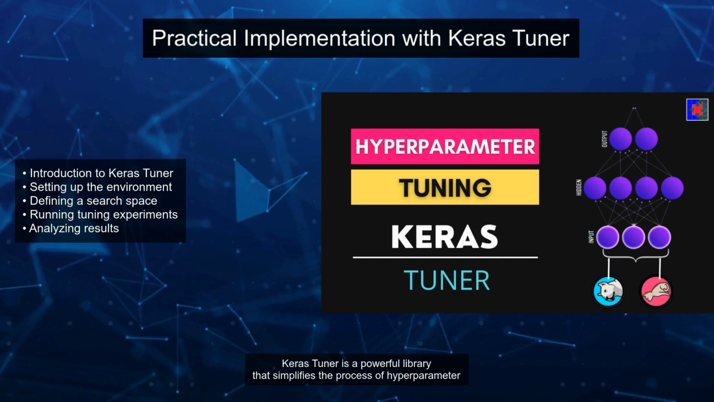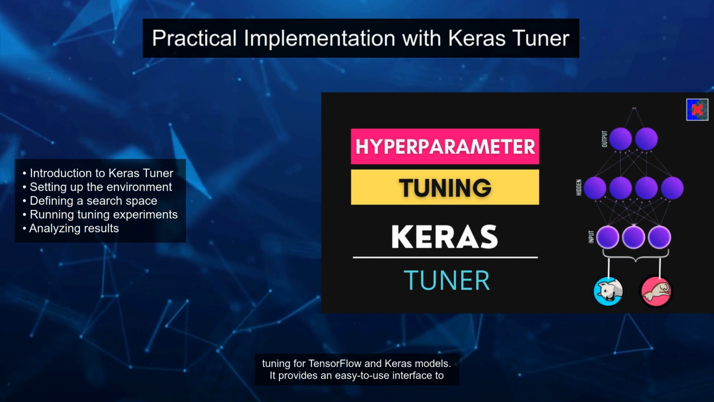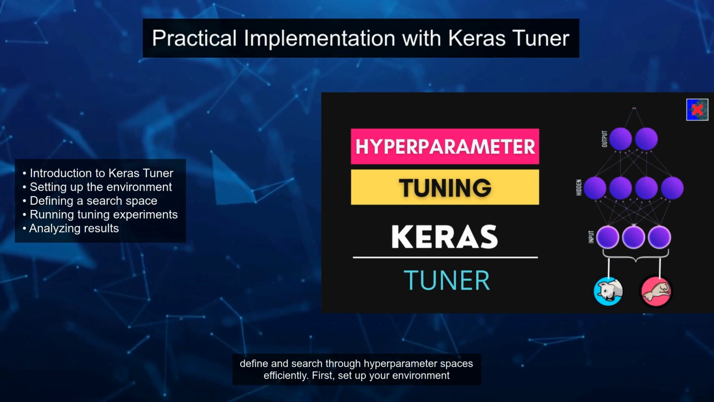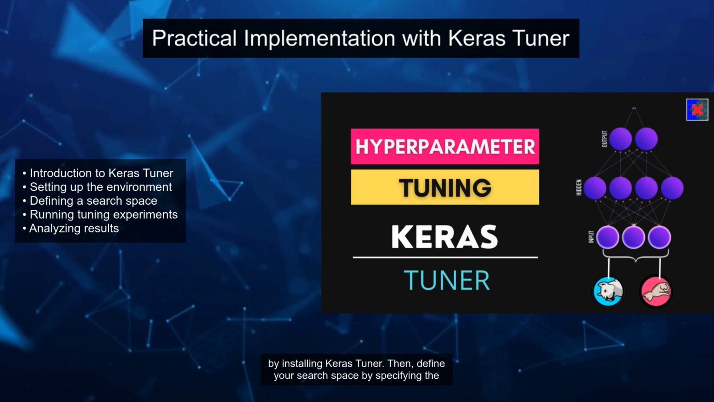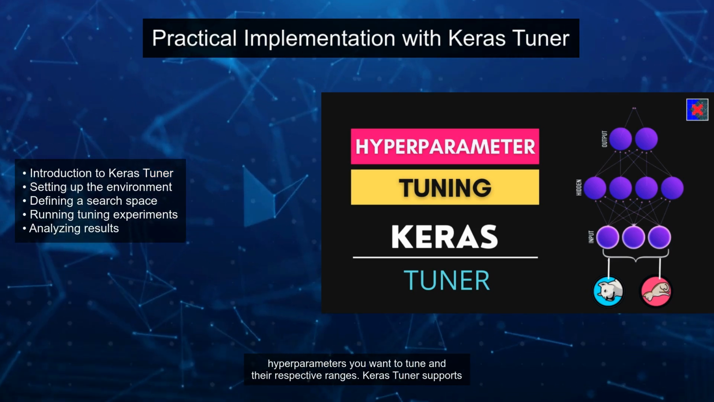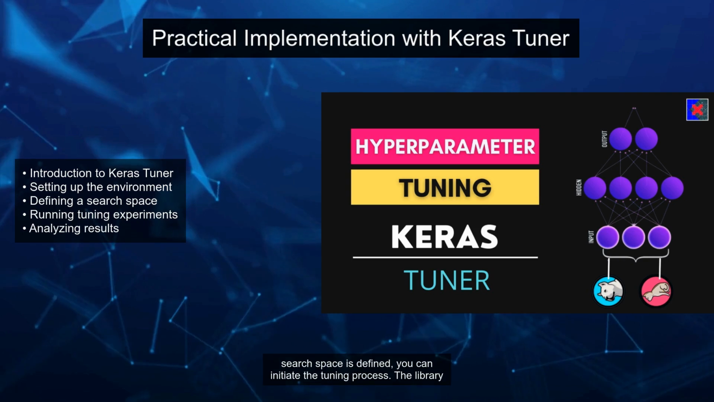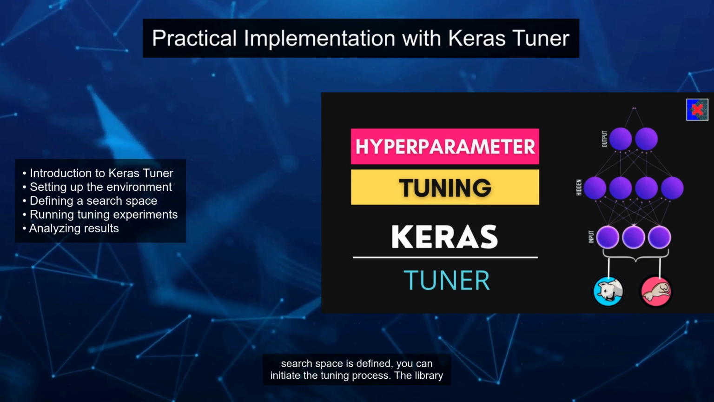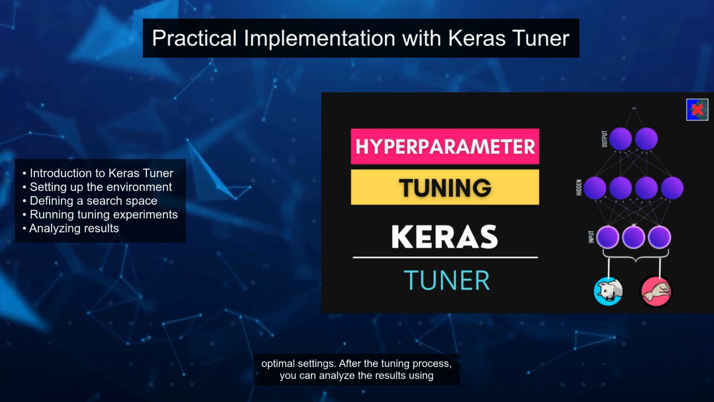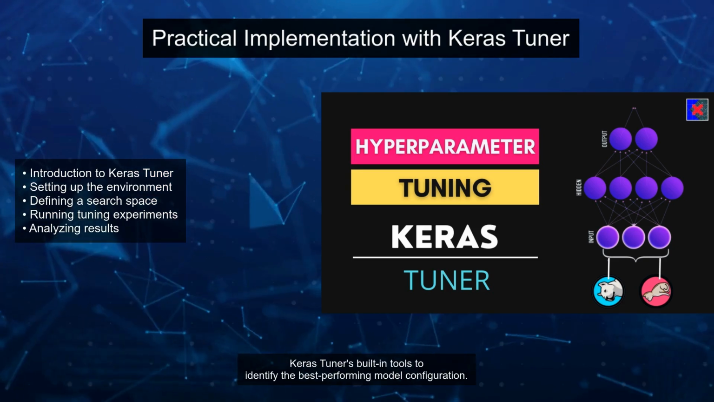Keras Tuner is a powerful library that simplifies the process of hyperparameter tuning for TensorFlow and Keras models. It provides an easy-to-use interface to define and search through hyperparameter spaces efficiently. First, set up your environment by installing Keras Tuner. Then, define your search space by specifying the hyperparameters you want to tune in their respective ranges. Keras Tuner supports multiple tuning strategies, including random search, hyperband, and Bayesian optimization. Once your search space is defined, you can initiate the tuning process. The library will automatically run multiple trials, exploring different hyperparameter combinations to find the optimal settings. After the tuning process, you can analyze the results using Keras Tuner's built-in tools to identify the best performing model configuration.